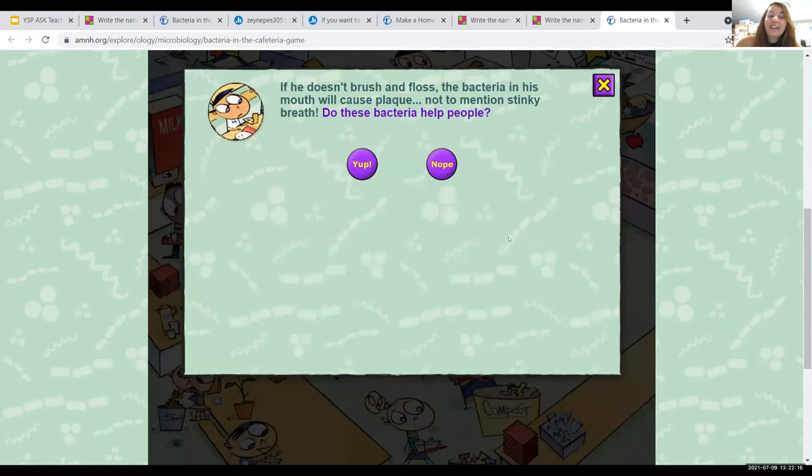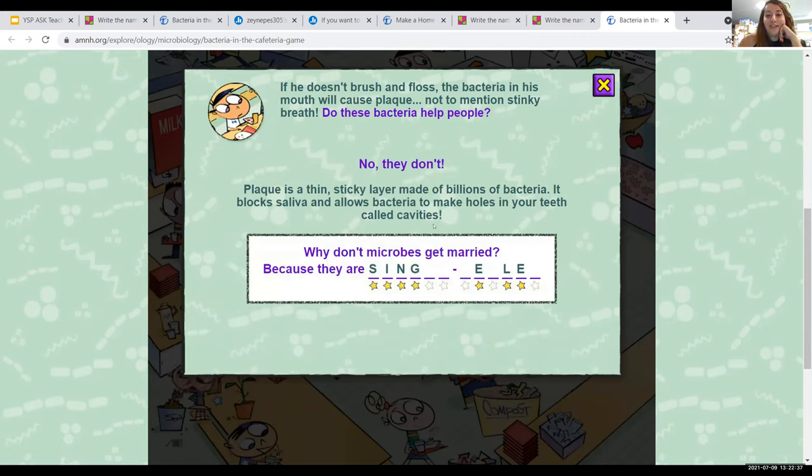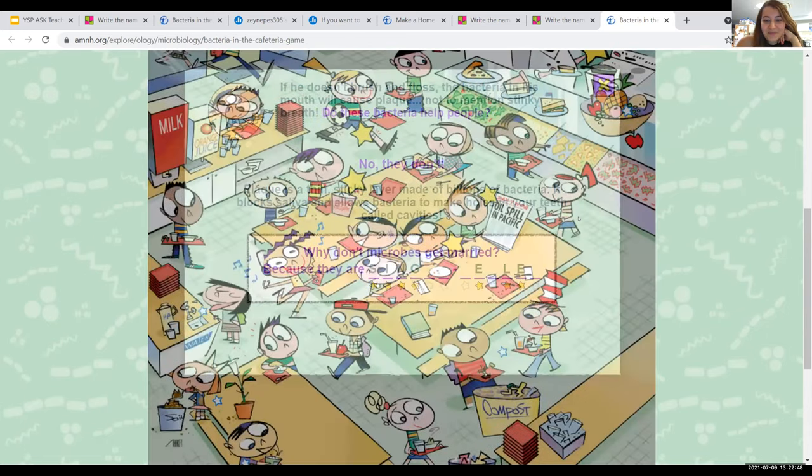Another star. I know you solved it, but I want you to see all the questions here to answer. If he doesn't brush and floss, the bacteria in his mouth will cause plaque. Not to mention stinky breath. Do these bacteria help people? No. Yeah, you are very, very good in this game. It blocks saliva and allows bacteria to make holes in your teeth called cavities. So they are not helping us.